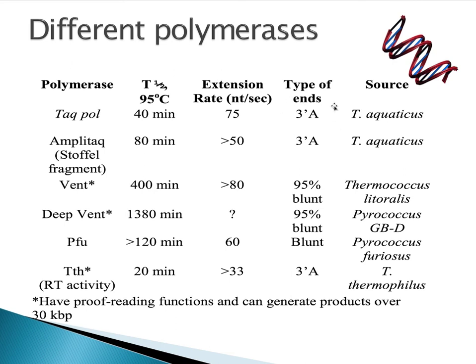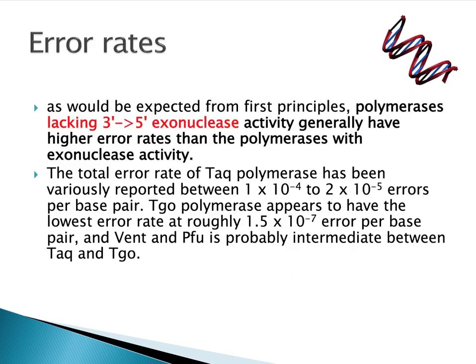Look at the Taq polymerase. Taq polymerase actually puts an A on the PCR product. It means if you want to use, for example, some kind of ligation reaction, you have to think about it, either blunt it or do something else with this A. And as you see, Deep Vent and Vent leave it blunt, so you can use it as a blunt end fragment in the next reaction. So it's always important to keep in mind.